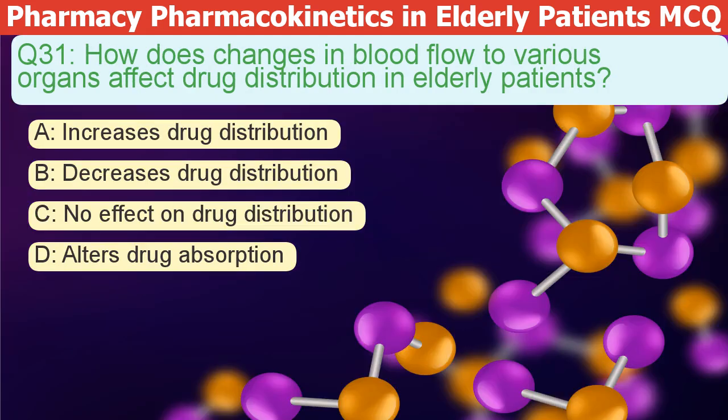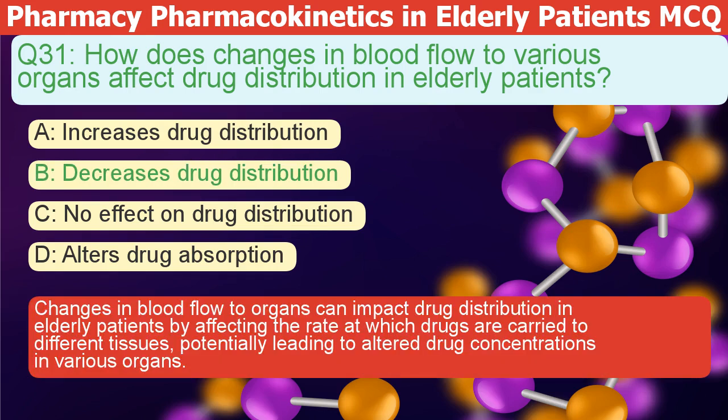How does changing blood flow to different organs affect how drugs are distributed in older adults? A. Increases drug distribution. B. Decreases drug distribution. C. No effect on drug distribution. D. Alters drug absorption. The correct answer is B.